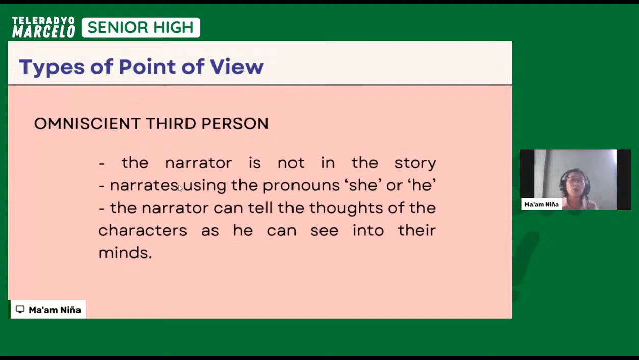So there you go. These are the six basic elements of the short story. So let's have a little review. We start with the character, then we have the setting, the plot, the conflict, the theme, and the point of view. So these are the basic elements of the story.